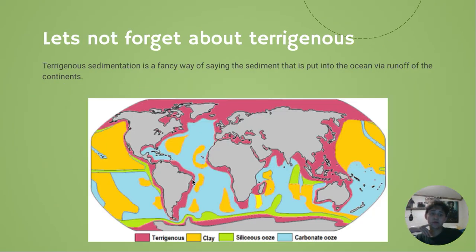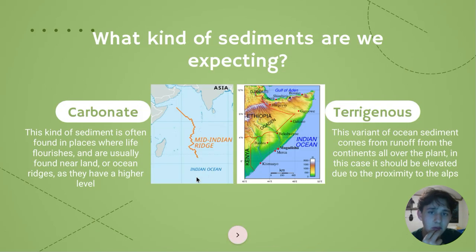Let's not forget about terrigenous sedimentation, which is pretty much just going to be the runoffs from land. Like you can see, all the terrigenous in this model is going to be just right next to land. Just showing that all of it's going to be just runoff.